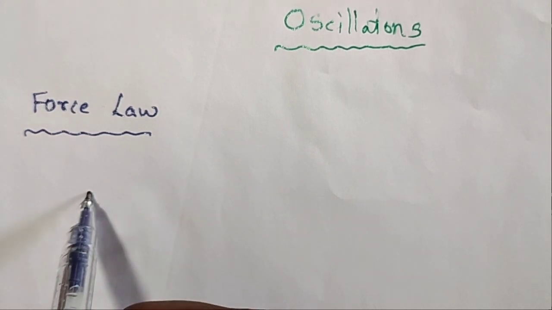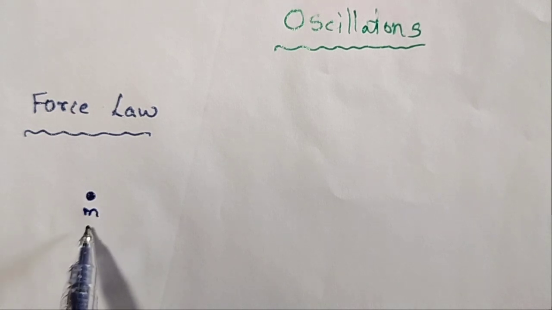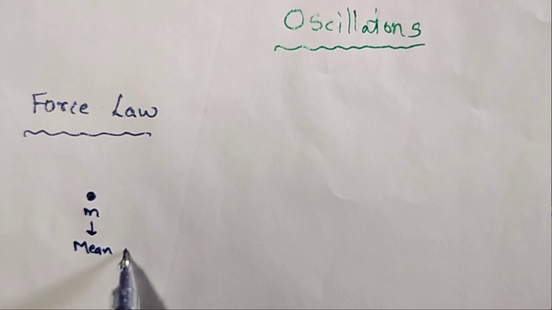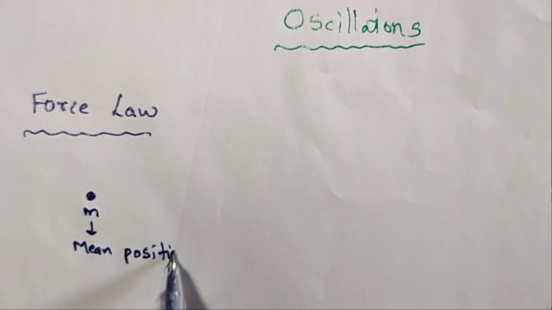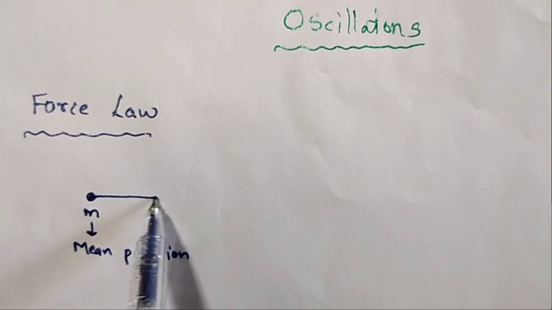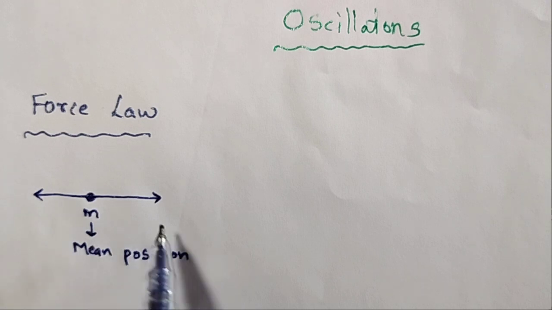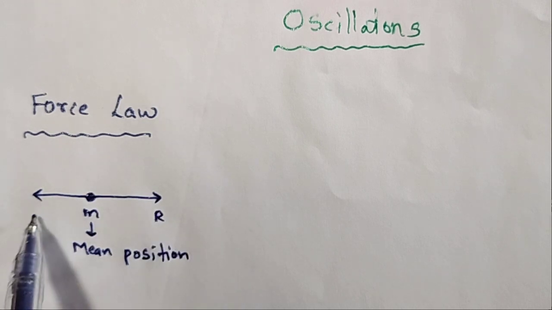Here let us take one particle. This is a particle of mass m. Initially it is at the mean position. Suppose the particle is moving in SHM, simple harmonic motion. So it is a to and fro motion, one side is right and the other is left.